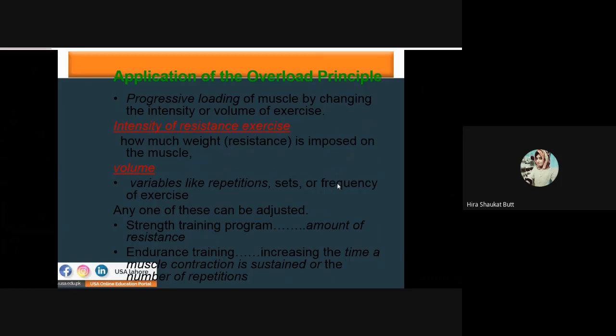Intensity of resisted exercises is basically the weight or the resistance that is imposed on the muscle.